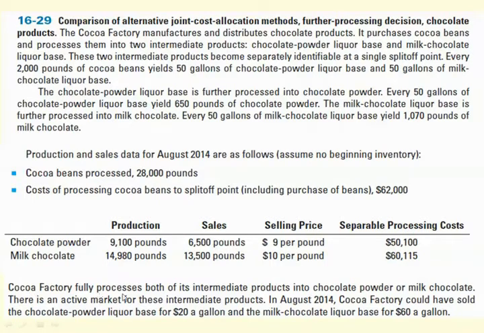Cocoa Factory fully processes both of its intermediate products into chocolate powder or milk chocolate. There is an active market for these intermediate products. In August 2014, Cocoa Factory could have sold the chocolate powder liquor base for $20 a gallon and the milk chocolate liquor base for $60 per gallon.